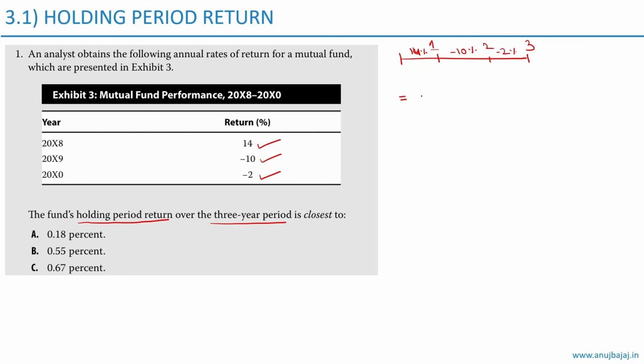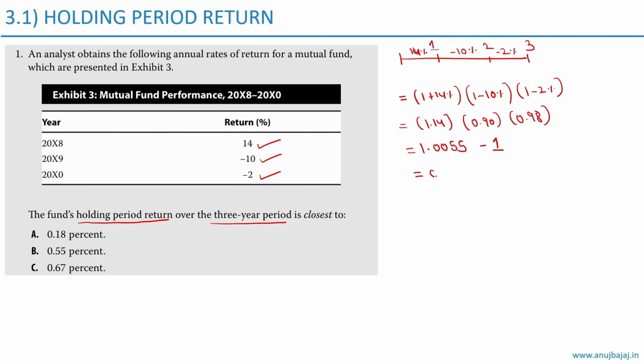So using the formula, we get 1 plus 14% multiplied by 1 minus 10% multiplied by 1 minus 2%, which is 1.14 multiplied by 0.90 multiplied by 0.98. We will get 1.0055. And subtract 1 from this, we will get 0.0055, which is 0.55 percent. So the holding period return for the 3 years is 0.55 percent.